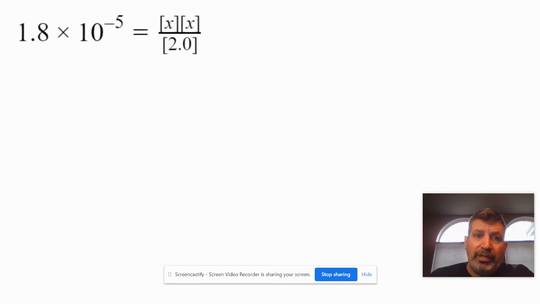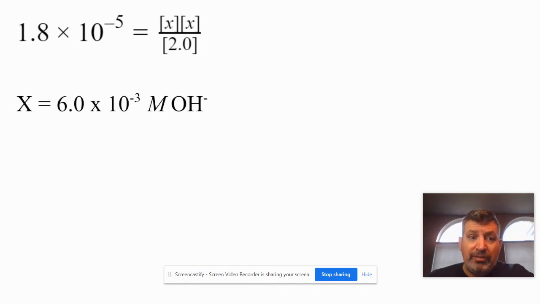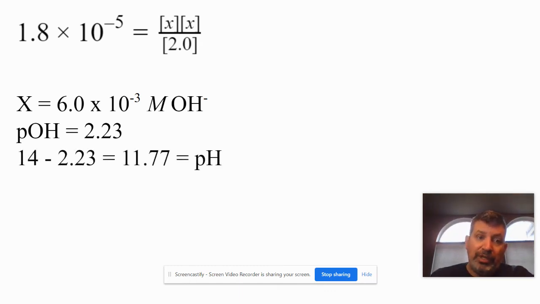Okay, so we have the numbers plugged into our expression. We get x squared over 2 equals 1.8 times 10 to the negative 5, which again is the Kb. Solving for x, we get 6 times 10 to the negative 3 molar hydroxide. Remember, if you negative log that, that gives you the pOH, which is 2.23. How do we get the pH? Subtract from 14. And in this one, we have a pH that is 11.77, which is clearly basic.